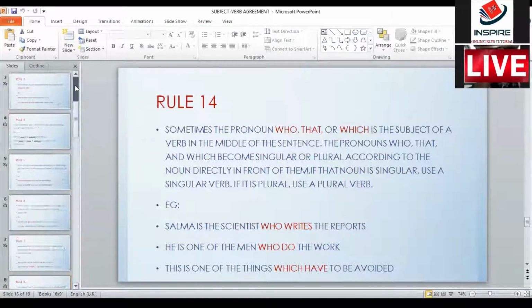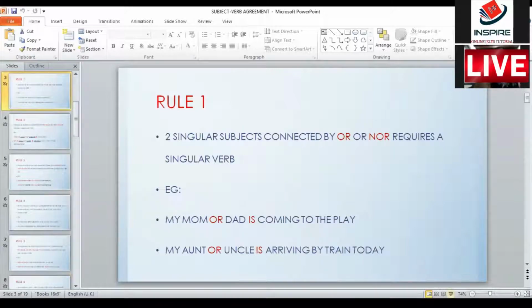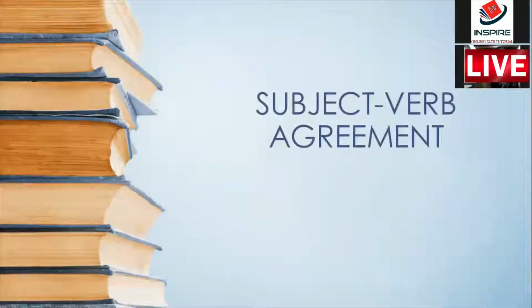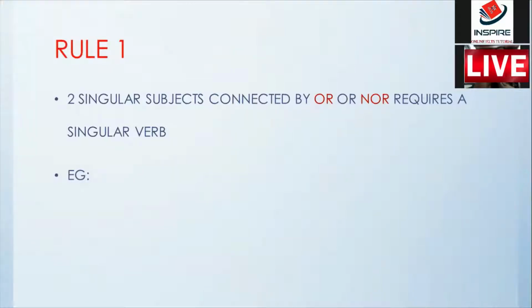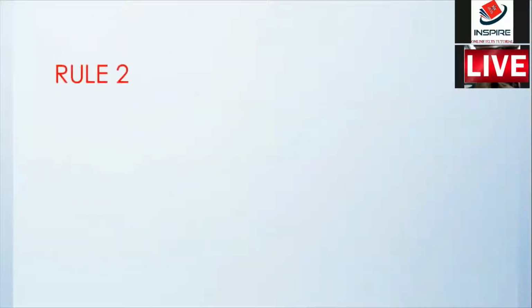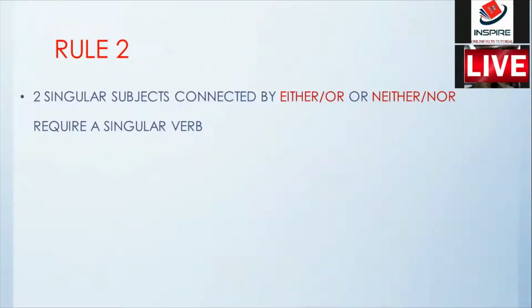one by one. So what was the basic rule? Basic rule was, when a singular subject takes a singular verb, while a plural subject takes a plural verb. Okay, ഒരു സിംഗുലർ സബ്ജക്റ്റ് ആണെന്നുണ്ടെങ്കിൽ അത് സിംഗുലർ വെർബ് എടുക്കുള്ളൂ, പ്ലൂറൽ സബ്ജക്റ്റ് ആണെങ്കിൽ പ്ലൂറൽ വെർബേ എടുക്കുള്ളൂ. First rule was, when two singular subjects are connected by or, nor, it requires a singular verb. Second rule, either or neither nor ഉപയോഗിച്ച് രണ്ട് സിംഗുലർ സബ്ജക്ട്സ് കണക്ട് ചെയ്യുകയാണെങ്കിൽ ഒരു സിംഗുലർ വെർബേ അതിനോട് യൂസ് ചെയ്യാവുള്ളൂ.